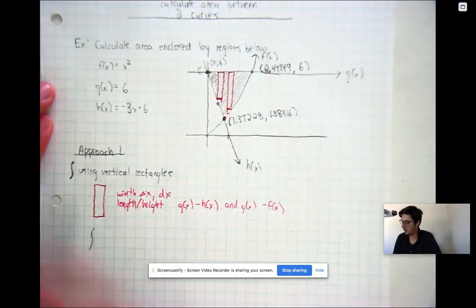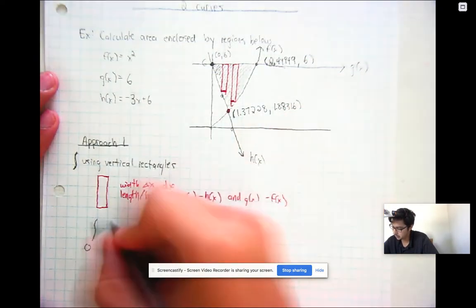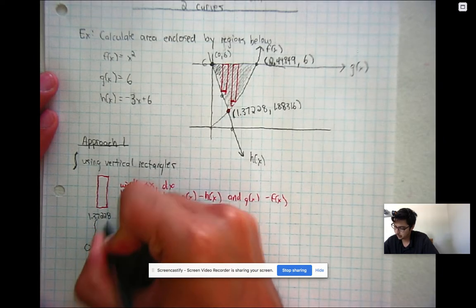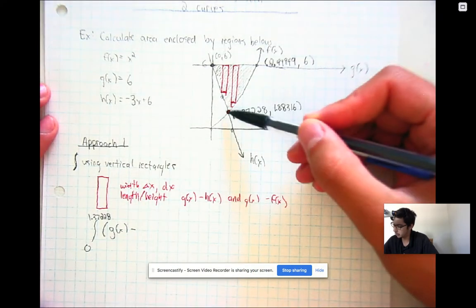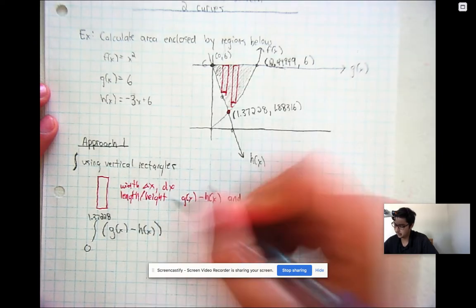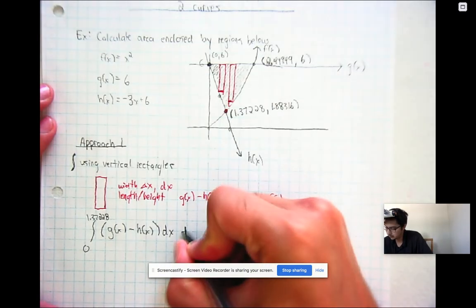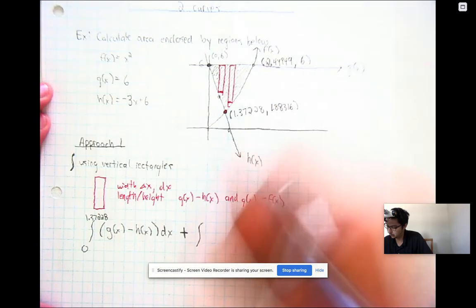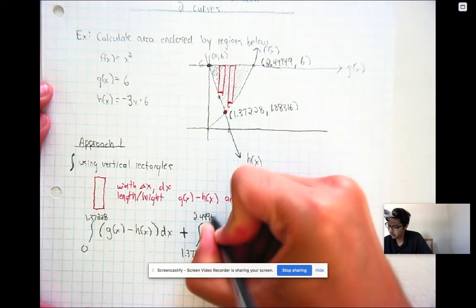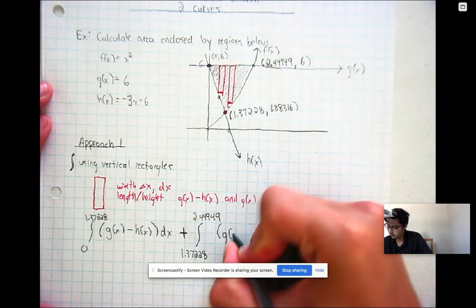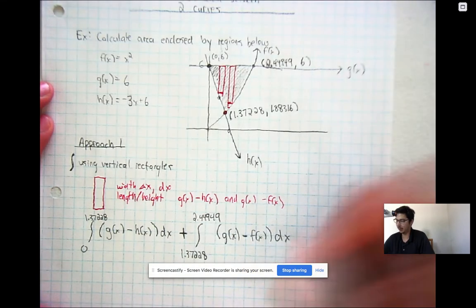So if we want to find the area here, it's going to be from 0 up until 1.37228 of the top function, the upper function g of x, minus its lower function, which is h of x, with respect to the changes of x. Those are the widths of the rectangle. And then we have to add on the second area, which will go from 1.37228 to 2.44949 of the upper function minus the lower function there, which is f of x, with respect to x.